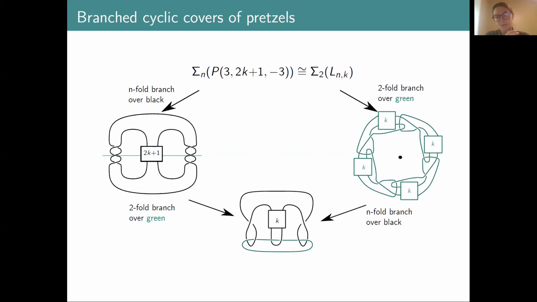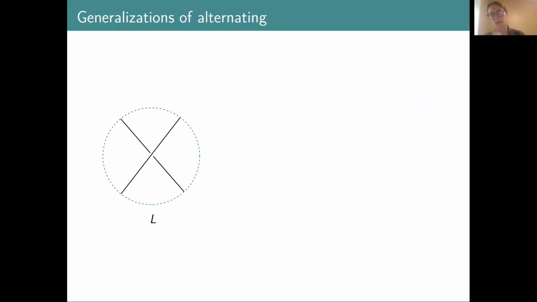And so if I take the double branch cover of that, I'm supposed to get the n-fold branch cover of, in this case, the 4-fold branch cover of whatever pretzel knot. And maybe you can see in this picture, at least this diagram is not alternating, but in general, these L_n sub k's are not alternating. So we need something stronger than this Ozsváth-Szabó theorem that I told you about. And we're going to need a generalization of alternating too.